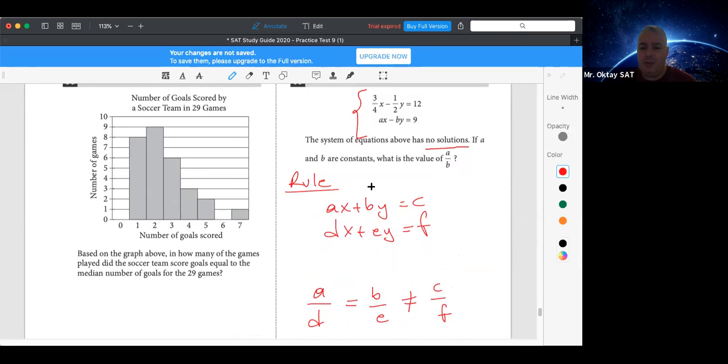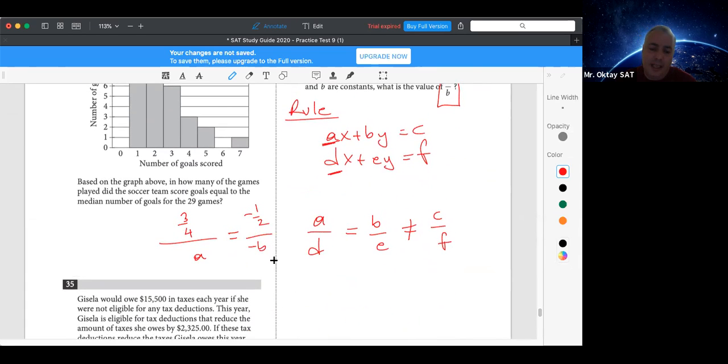So if I use this information, what is a over b? Can I say now 3 over 4 divided by a is divided by d. 3 over 4 divided by a equals b over e. B is the coefficient of y. So negative 1 over 2 divided by e, which is negative b. So if I do this, negative and negative will be positive. 3 over 4a, 1 over 2b. And then cross product, 3 times 2b is equal to 4a times 1. 6b is equal to 4a. What is my question?